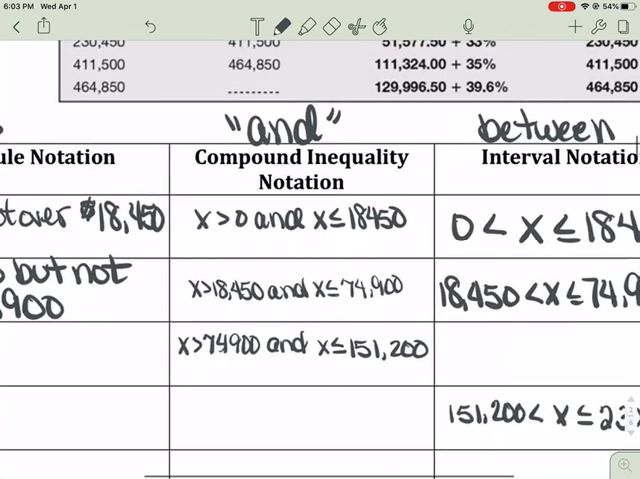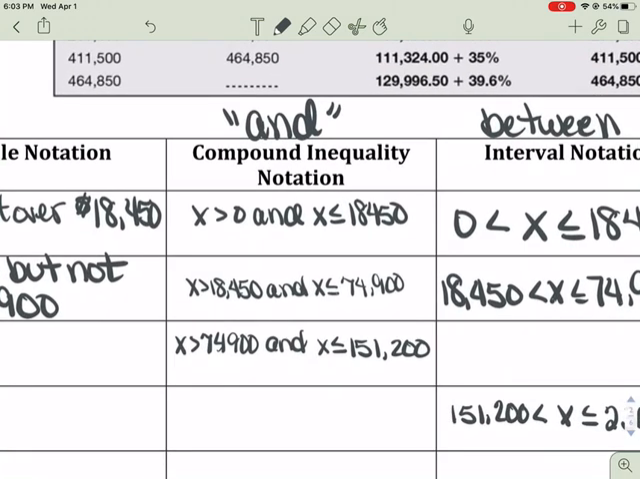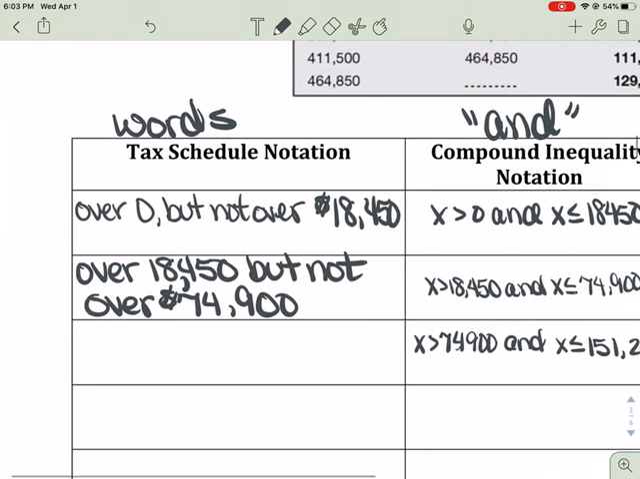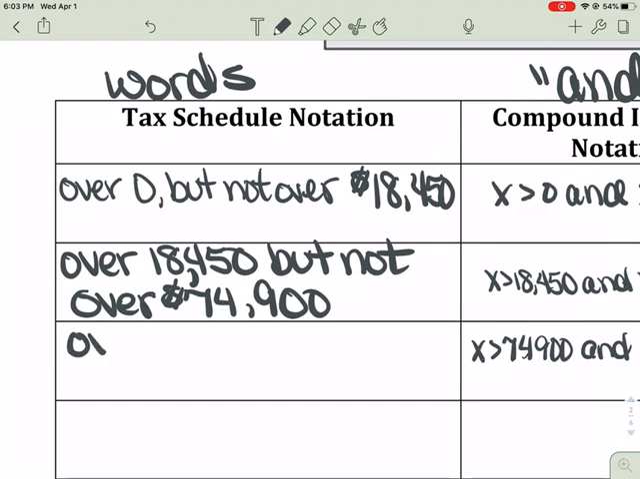Okay, let's try the next one. Here I give you the one with the and. I think it's probably easier, so let's do the words first. We are over 74,900.